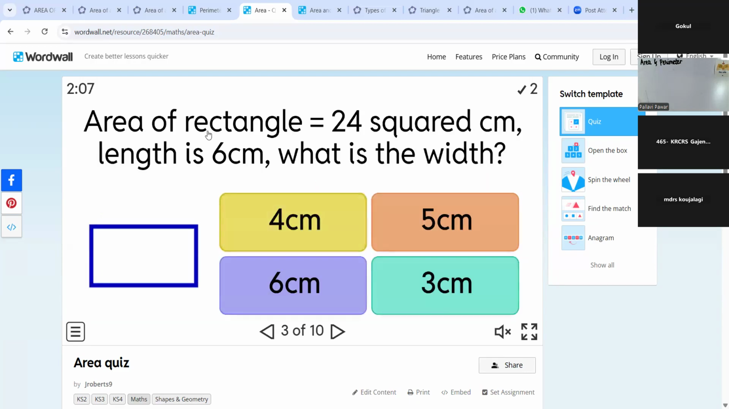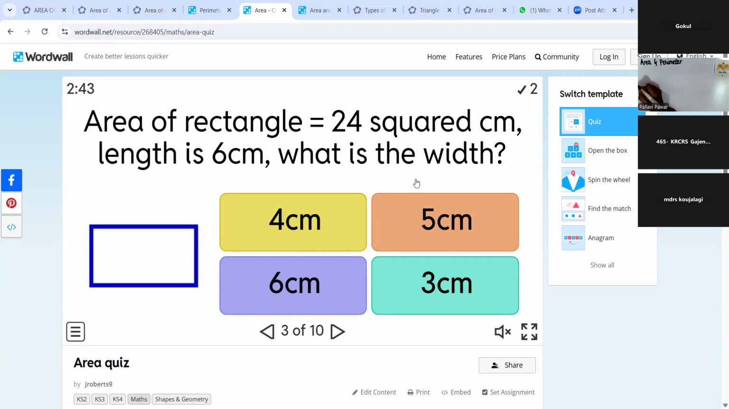So the next one. Area of a rectangle is 24 square centimeter. Okay, we have got the area. We have also got its length. It is 6 centimeter. Now can you tell me what its width can be? Length is given. Area of the rectangle is given. Width becomes what? So put all the measurements in the given formula. Area of a rectangle is equal to length into breadth. So try to substitute the values. You will get the width.